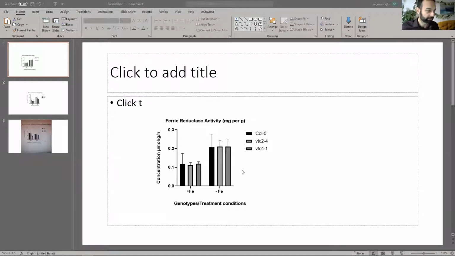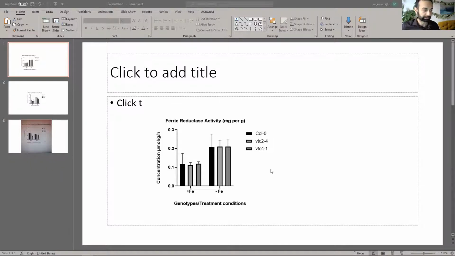In this figure, the question was, are the VTC mutants less or more tolerant to iron deficiency compared to wild type? And the signal of iron deficiency tolerance or response we look for, let's say, was ferric reductase activity. So we measure the ferric reductase activity of wild type and the mutant under iron sufficient and iron deficient conditions. And the student said, no, VTC mutants behave very similar to the wild type.